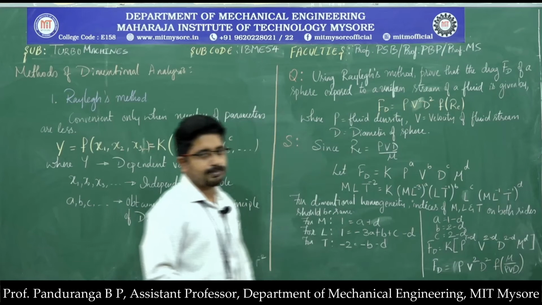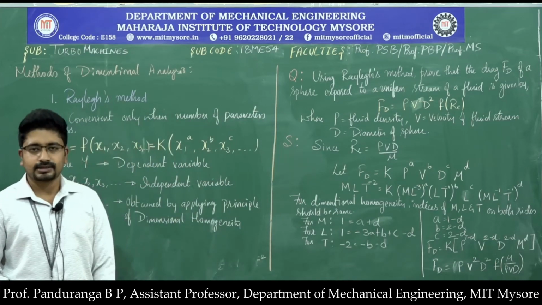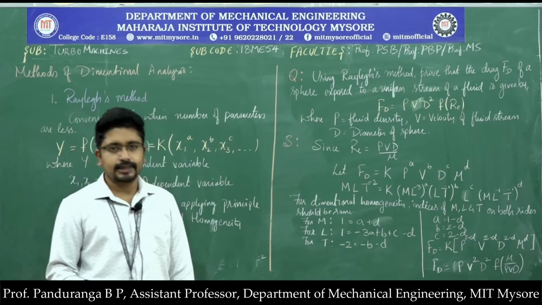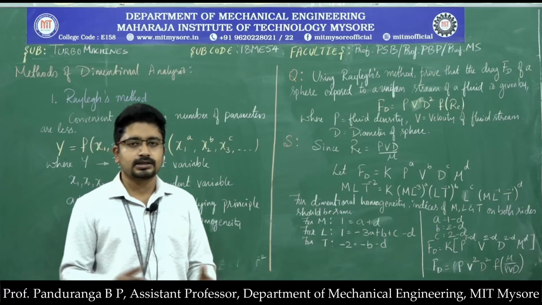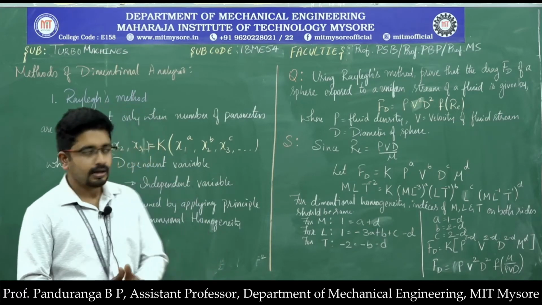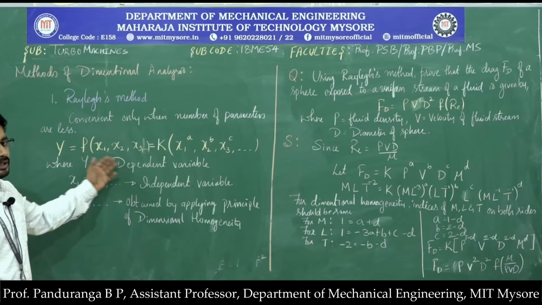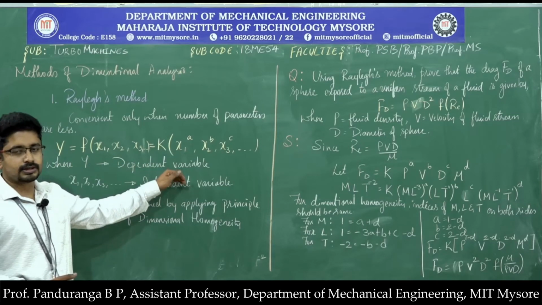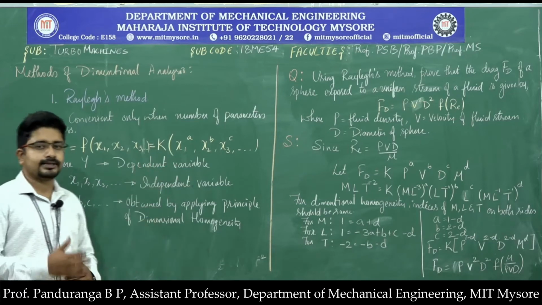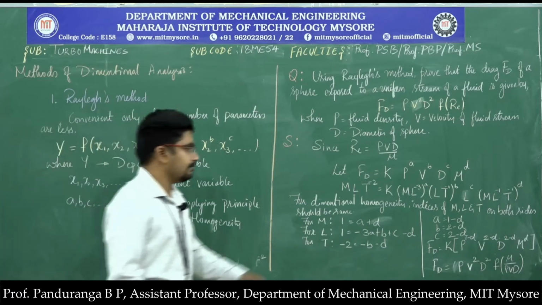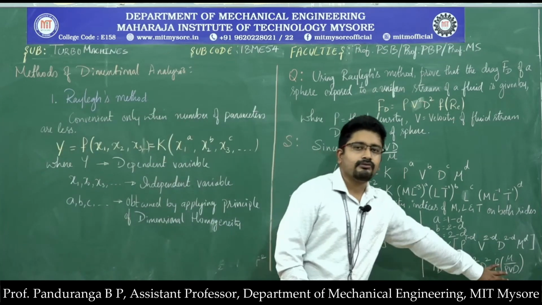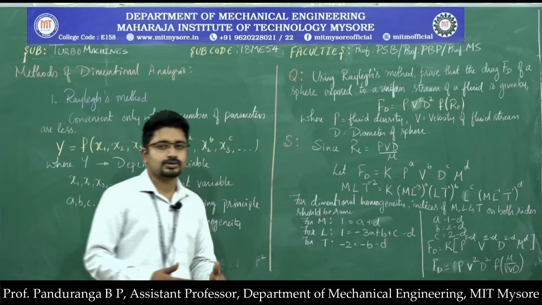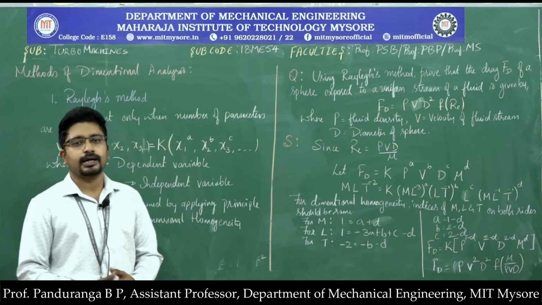So that is how we apply Rayleigh's method, and this method is very simple, but it cannot be applied when you have a very large number of variables or parameters involved in the process. Maybe up to 4 or 5 parameters we can use this, but if it exceeds that, then you will get multiple groups like this, which will be inconvenient to solve. So we go for Buckingham's Pi theorem.